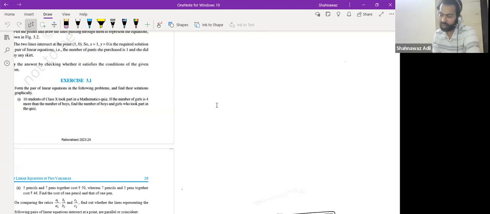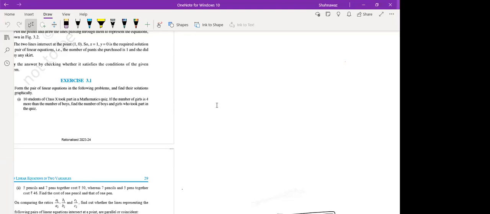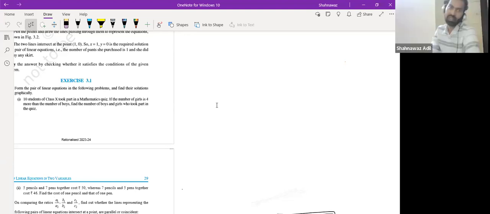Because we have different methods: one is substitution, elimination, and cross multiplication. We will talk about those methods in the next exercise. The first exercise is about the graphical solution.